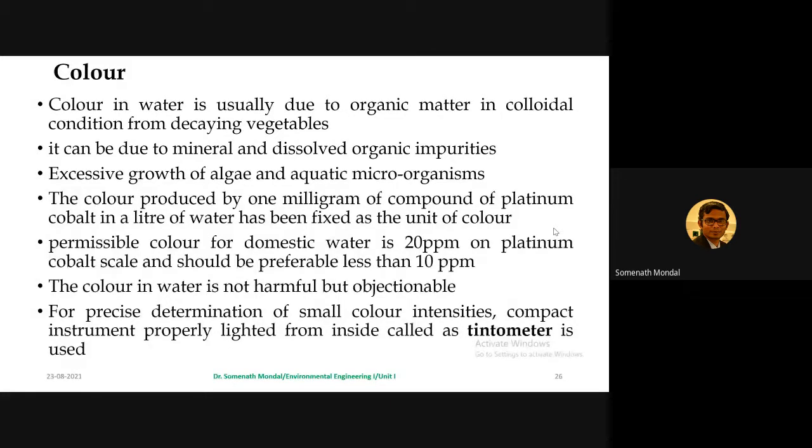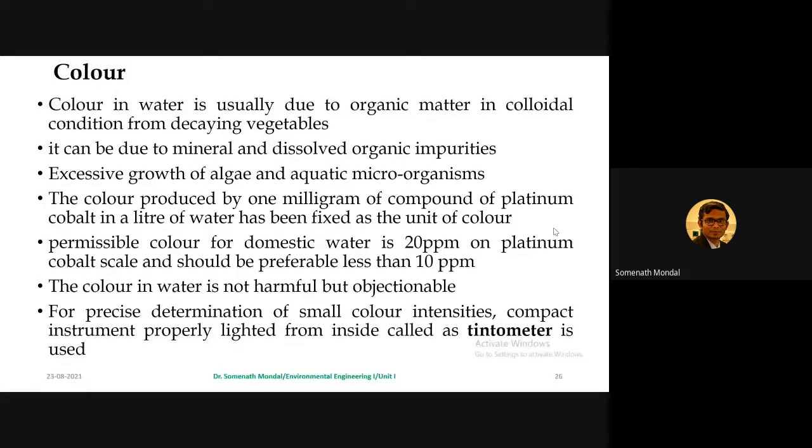Now, different standard color intensities representing 1 ppm, 2 ppm, 3 ppm can thus be easily prepared by dissolving 1 milligram, 2 milligram, 3 milligram respectively of platinum cobalt in 1 liter of water, and the maximum permissible color for domestic supplies is 20 ppm. Fine, 20 ppm is the maximum color.